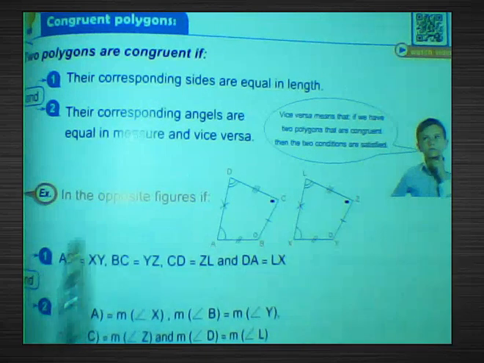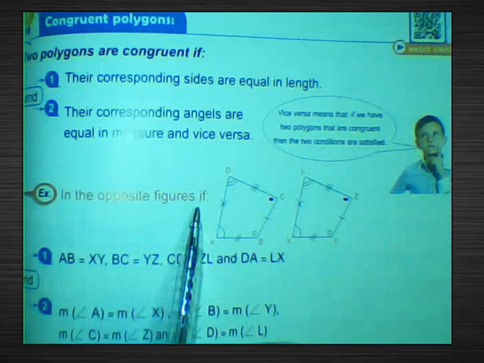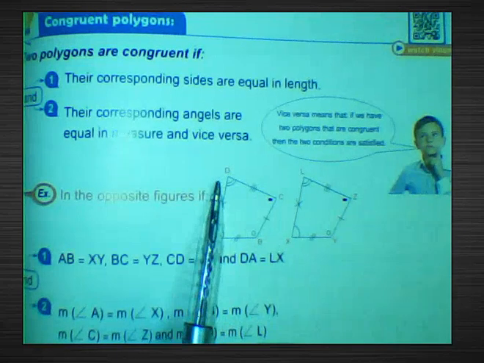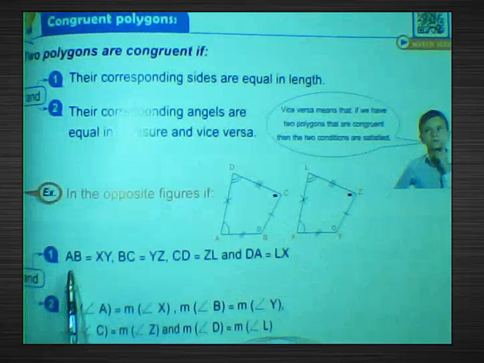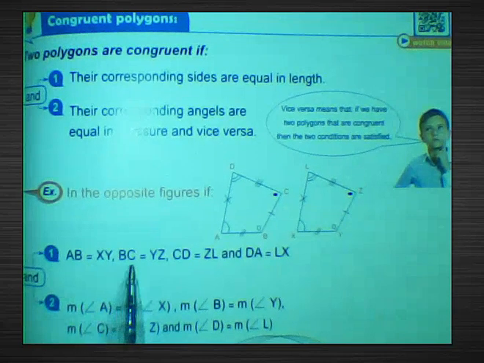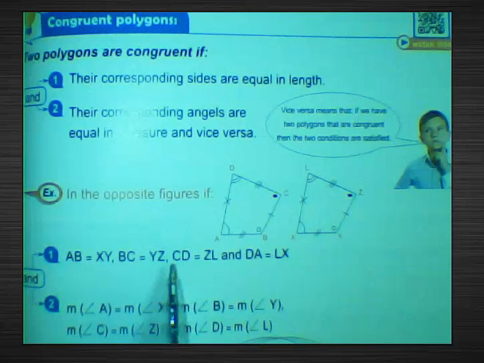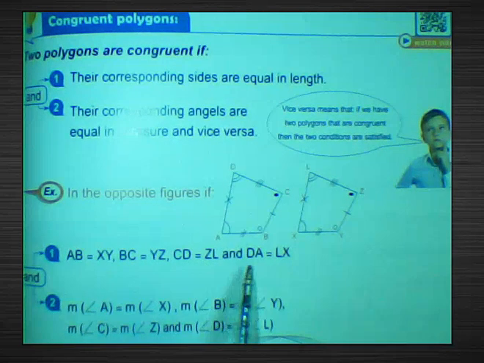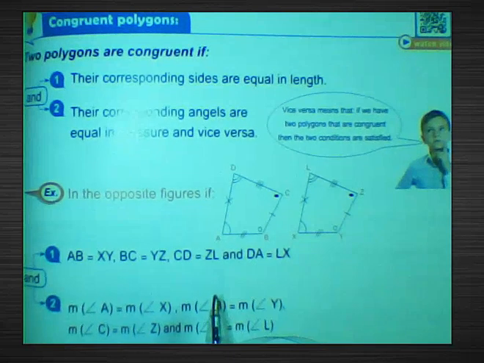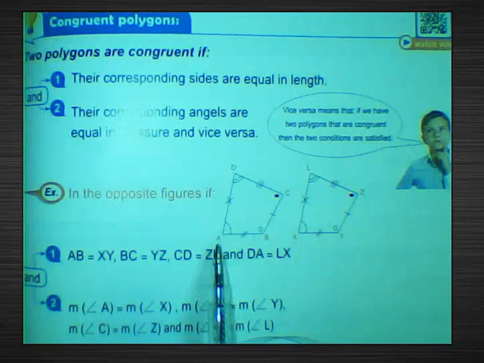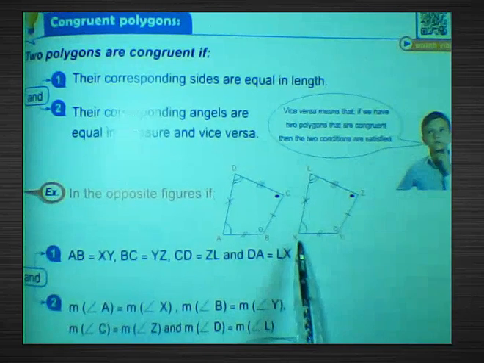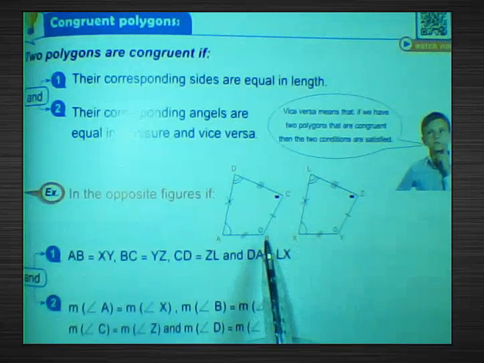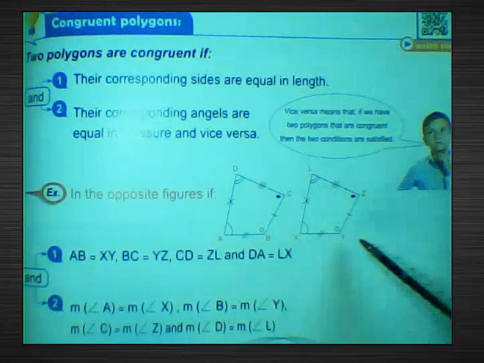In this example, in the opposite figure, if polygon ABCD is congruent with polygon XYZL, so AB equals XY, BC equals YZ, CD equals ZL, and DA equals LX. Look at these side lengths. AB equals the side length XY, and BC is congruent to YZ.